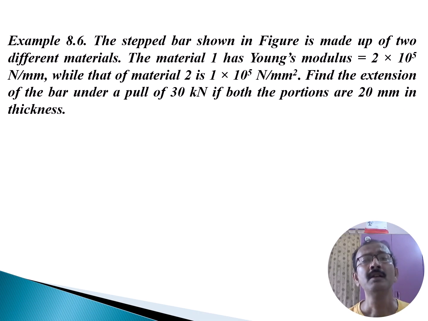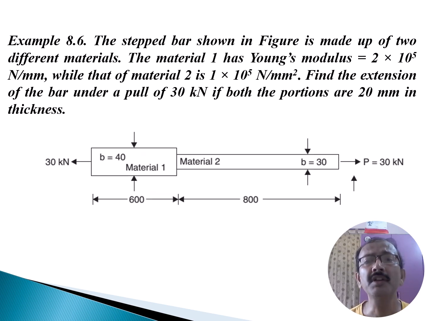The next one: the stepped bar shown in the figure is made up of two different materials. Material 1 has Young modulus 2 into 10 to the power 5 Newton per millimeter square, while material 2 has 1 into 10 to the power 5 Newton per millimeter square. Find the extension of the bar under a pull of 30 kilonewton if both the portions are 20 mm in thickness. The thickness and length of the bar are mentioned here. So what you have to calculate is the extension of the bar.